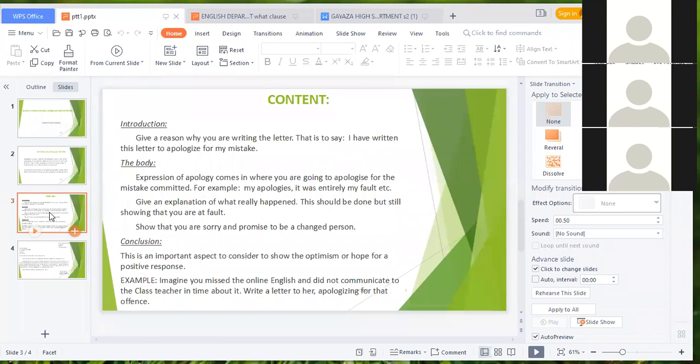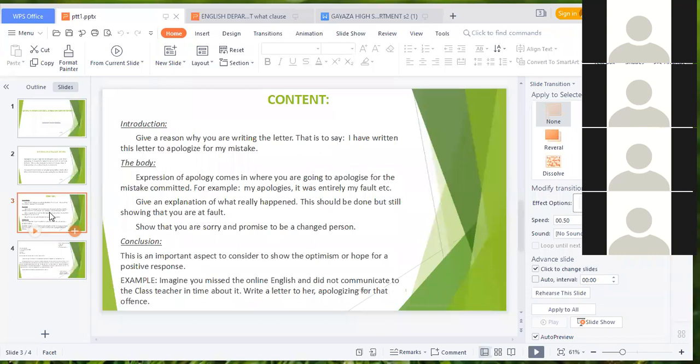You express your apology. You will give an explanation of what really happened. And you should show that you are sorry and promise to be a changed person. The moment you say I'm sorry, you need to make a commitment. Maybe I promise never to do such a mistake again, or I promise to be a changed person from today henceforth. That will be our body.